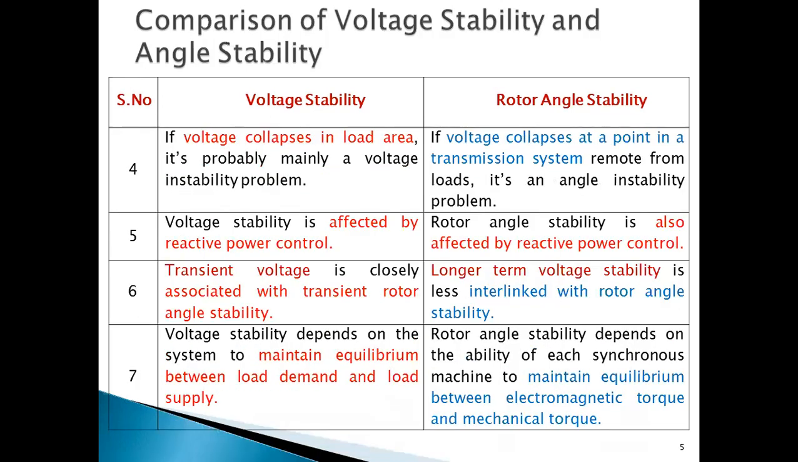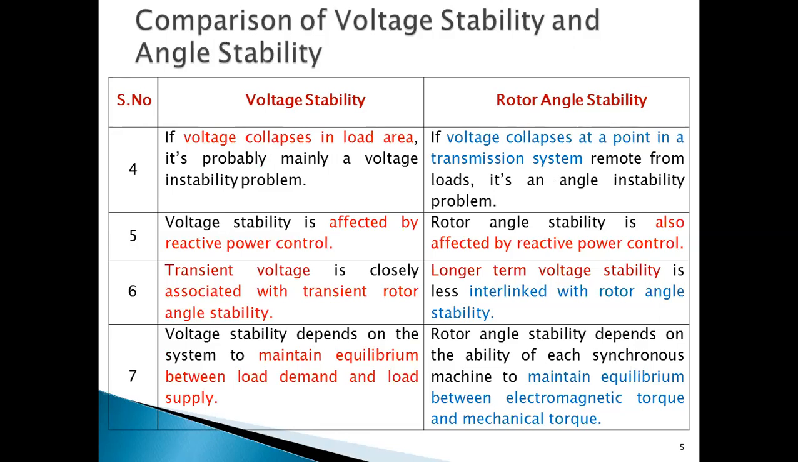The next comparison is, if voltage collapses in load area, it's probably mainly a voltage instability problem. Whereas if voltage collapses at a point in a transmission system remote from loads, it's an angle instability problem. Here you have to note, here voltage stability is concerned with load area, whereas here voltage collapse occurs in the transmission system which is remote from load area. The fifth point is, the voltage stability is affected by reactive power control. Also, rotor angle stability is also affected by reactive power control. It remains same.